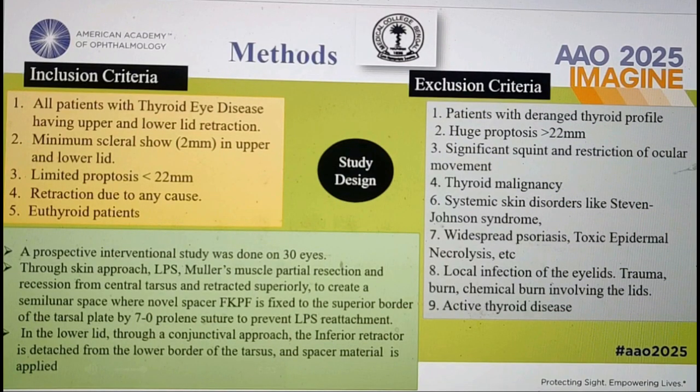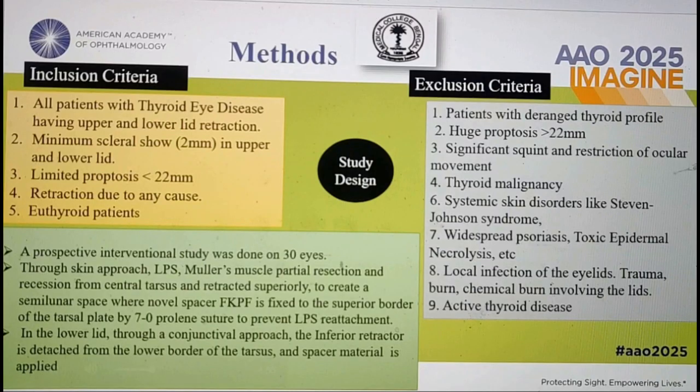Coming to the method, inclusion criteria: all patients with thyroid eye disease having upper and lower lid retraction, minimal scleral show of 2 mm in upper and lower lid, limited proptosis less than 22 mm, retraction due to any cause in thyroid patients. Exclusion criteria: patients with deranged thyroid profile, huge proptosis more than 22 mm, significant squint and restriction of ocular movement, thyroid malformations, associated skin disorder.